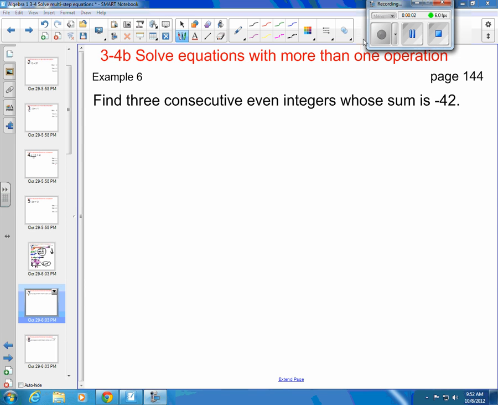Okay, I have another example here. It's Algebra 1, Chapter 3, Section 4. I'm going to do 3 consecutive even integers this time. 3 consecutive even integers. So a little different than the last one.